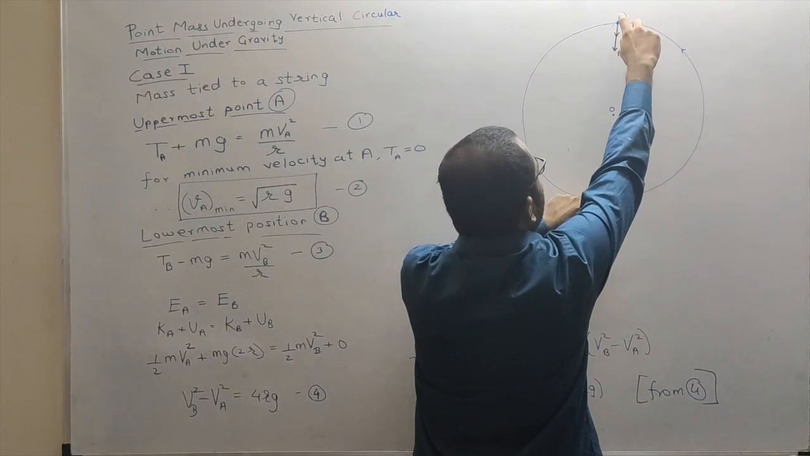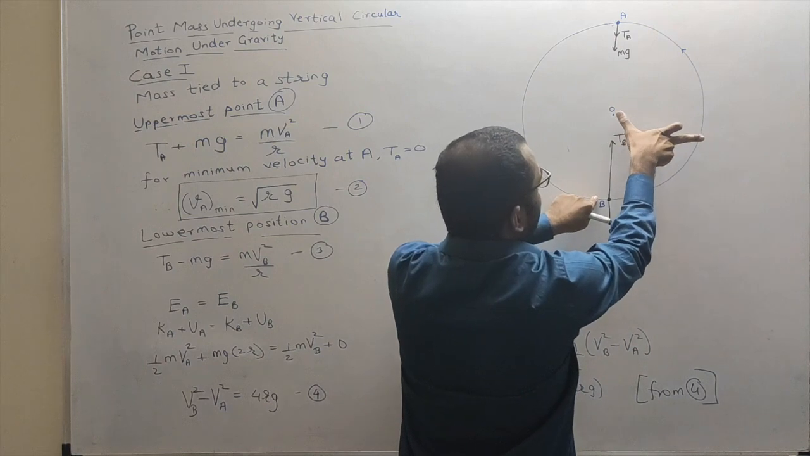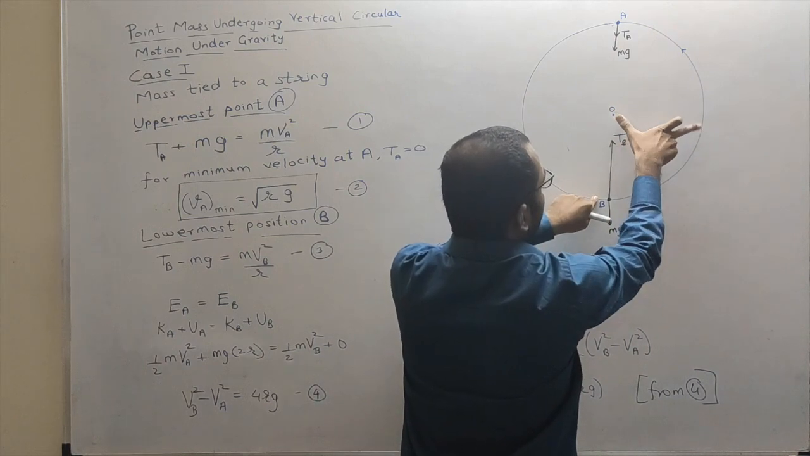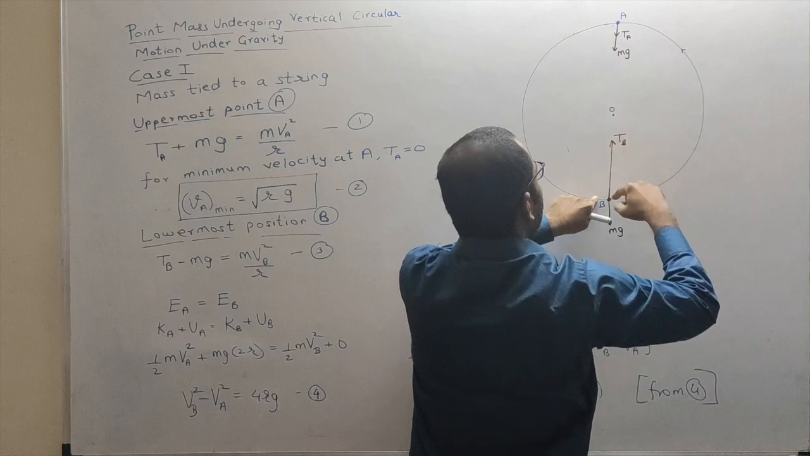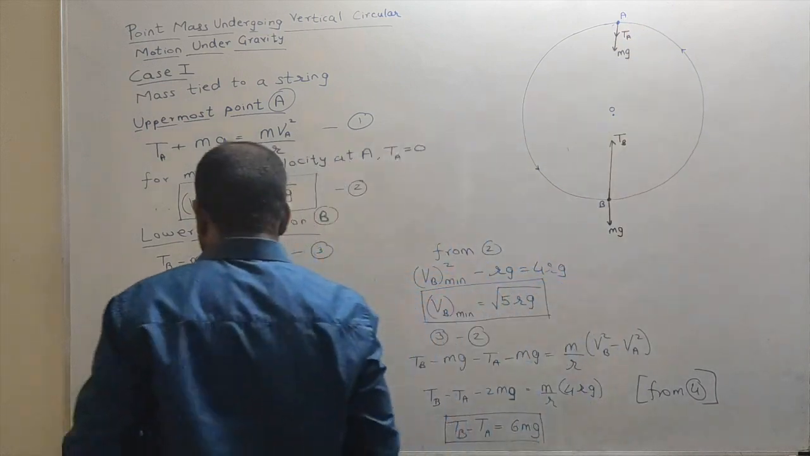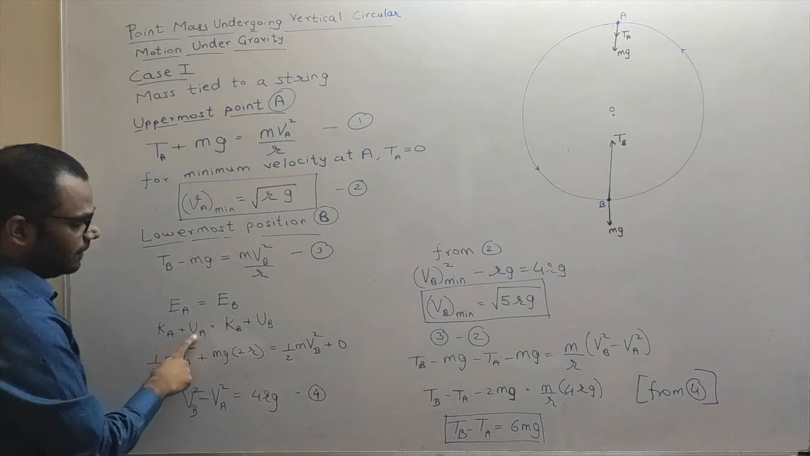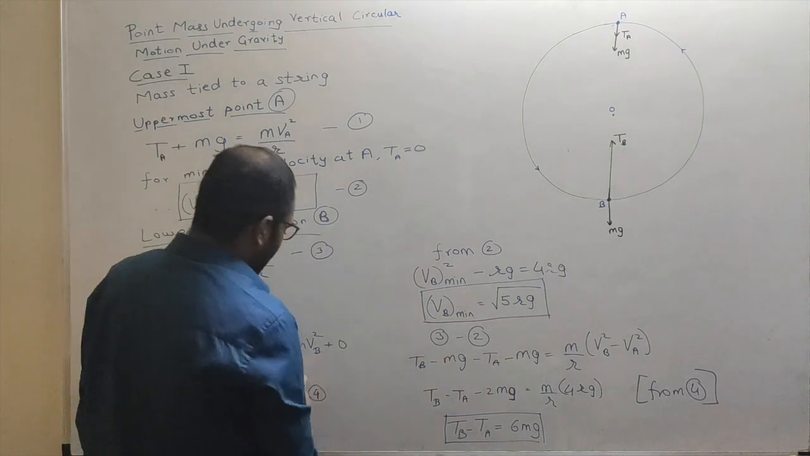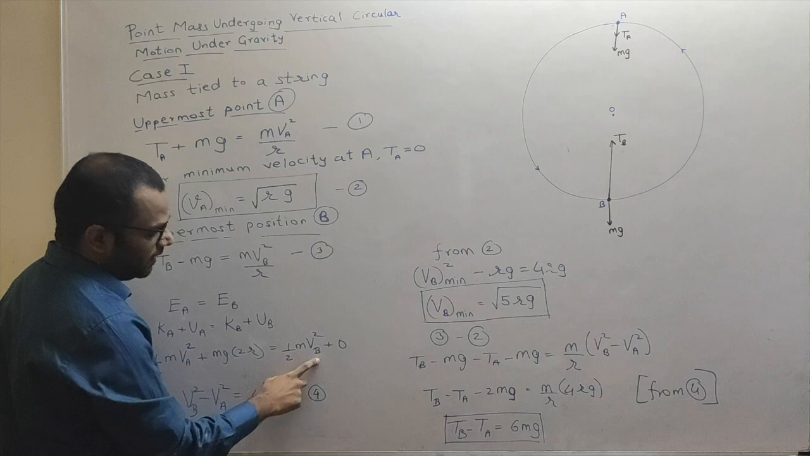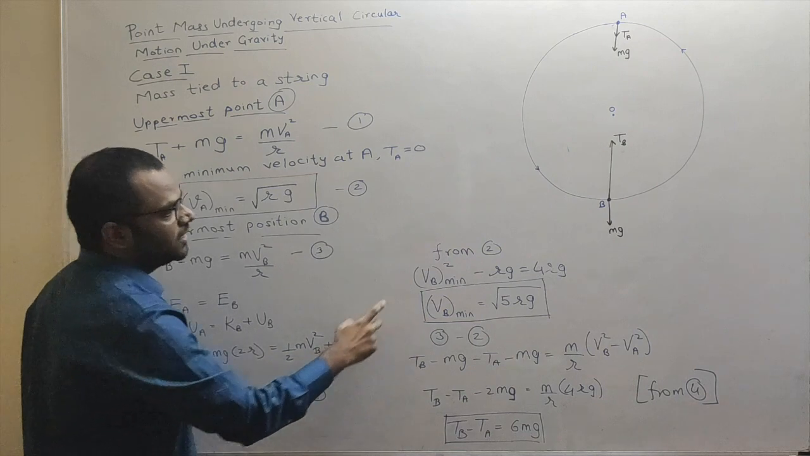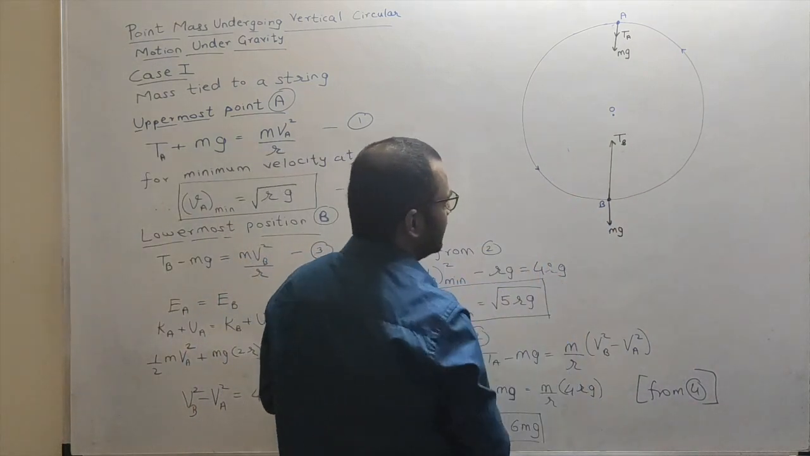Now how much is this h? The radius of this circular motion is r. So this will be r plus r. So 2r will be h, and hence mg 2r will be the potential energy at point A. What about point B? Kinetic energy will be half m vb square, and potential energy will be 0 because we are considering this as the datum.